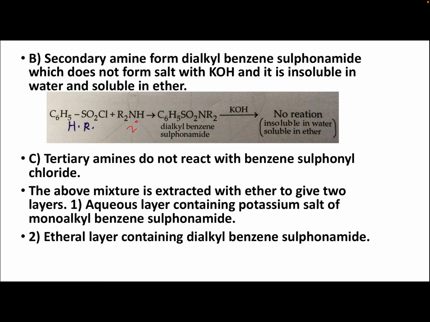One is the aqueous layer and another is the ethereal layer. The aqueous layer contains the potassium salt of monoalkyl benzene sulfonamide, and in the ethereal layer we are writing dialkyl benzene sulfonamide. So two layers are formed. When it is extracted, that means shaken, you get two layers. The aqueous layer, the water layer, has the monoalkyl derivative, that means primary, and here you have secondary.